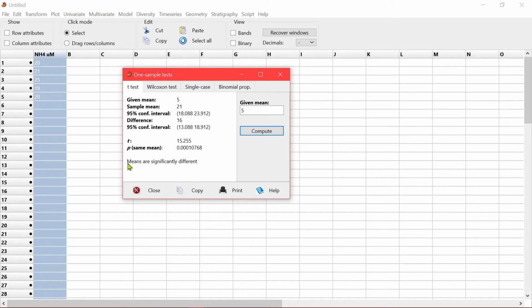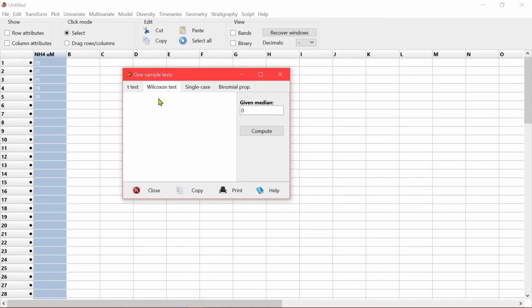0.001. That means the means are significantly different, which means what you have measured at that site is significantly different from the criteria that you have set it against. Okay, so that's how you can use the one sample t-test.